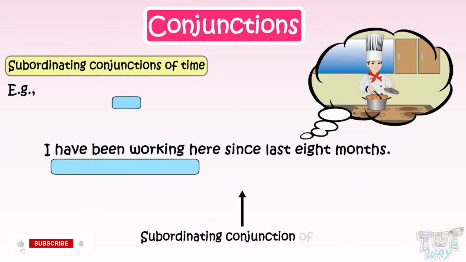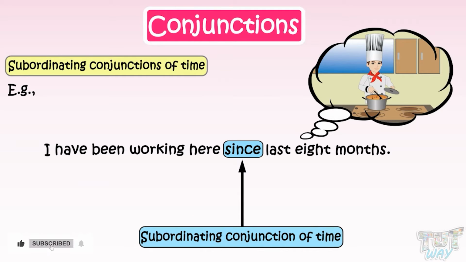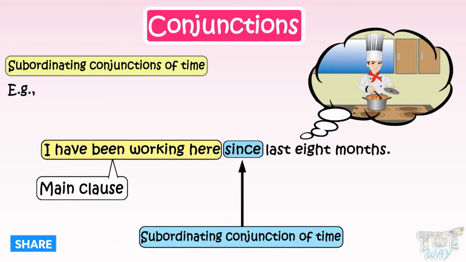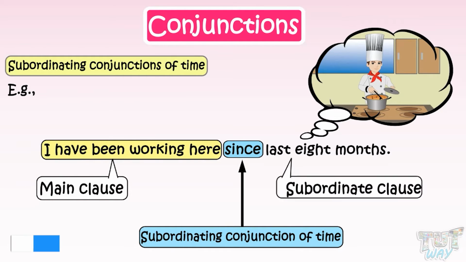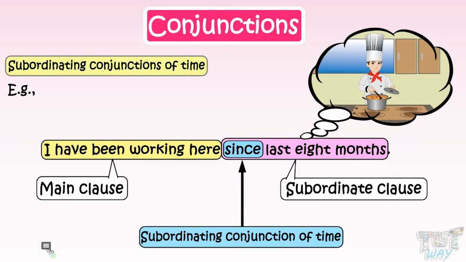Next example. I have been working here since last 8 months. Here, since is a subordinating conjunction of time, as it is connecting a main clause, I have been working here, with a subordinating clause, since last 8 months, and it is indicating the aspect of time. The subordinating clause, since last 8 months, has no meaning without the main clause, I have been working here.